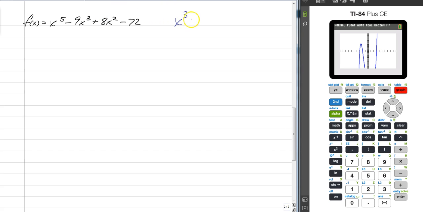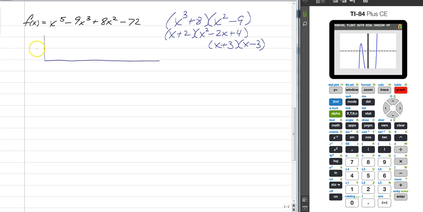You would have had x cubed plus 8, and then you would have had x squared minus 9. And you could have gone and done the sum of cubes, so x plus 2, and then x squared minus 2x plus 4, and then of course your x plus 3 and x minus 3. So you could have used grouping, and if you did, bravo. But I wanted to spend a little time doing the synthetic division, because to do it, it might have taken you 3 times.